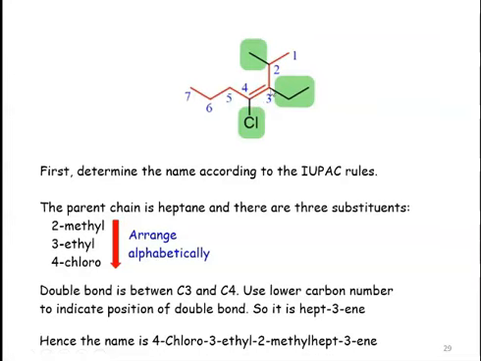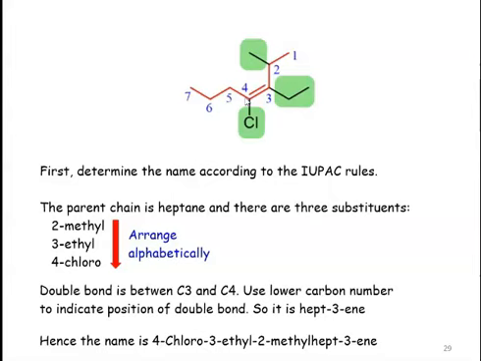When we talk about a position, we have to give the lower number. Hence, the alkene is at position number 3. Hence, 3-ene. It is an alkene. To be specific, an alkene of such a nature that the double bond is at its position number 3.